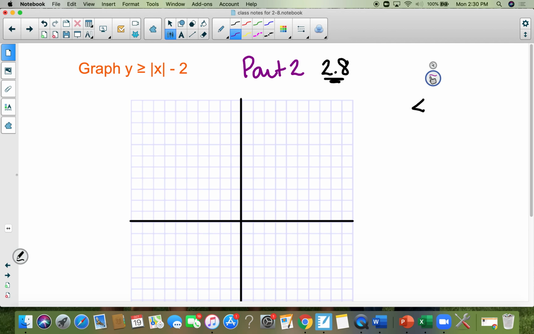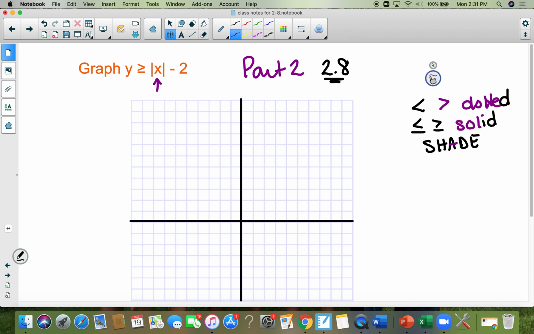If you have a less than or a greater than sign, you're going to use a dotted line when you're graphing. If it's less than or equal to or greater than or equal to, you're going to use a solid line. And we also learned yesterday that you have to shade all of your graphs. Okay, the difference is there's an absolute value in our graph.